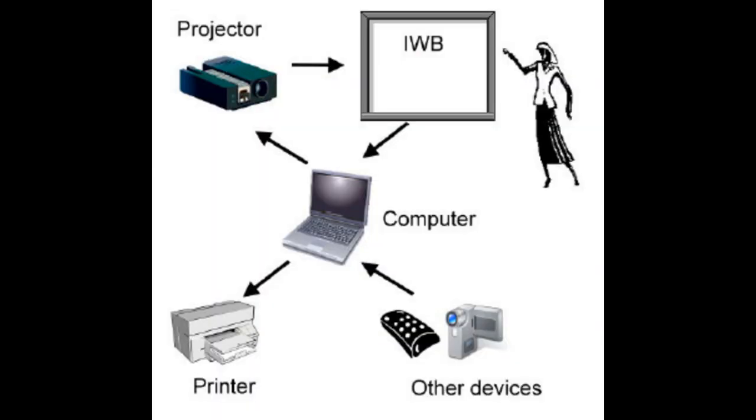Interactive whiteboards are a teaching and learning resource used for displaying and interacting with content. How does it work? See the image. The interactive whiteboard is used with the help of a computer and projector. If we need, we can use a printer and other devices.